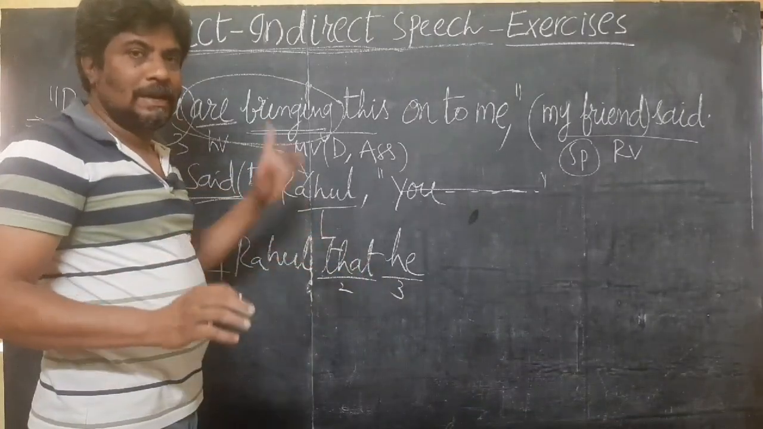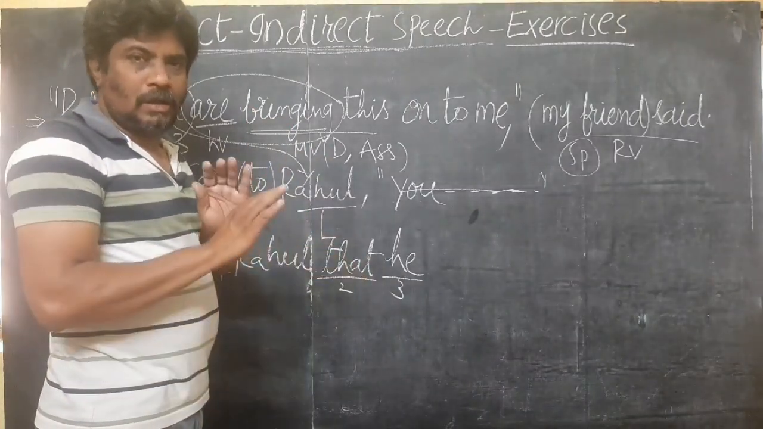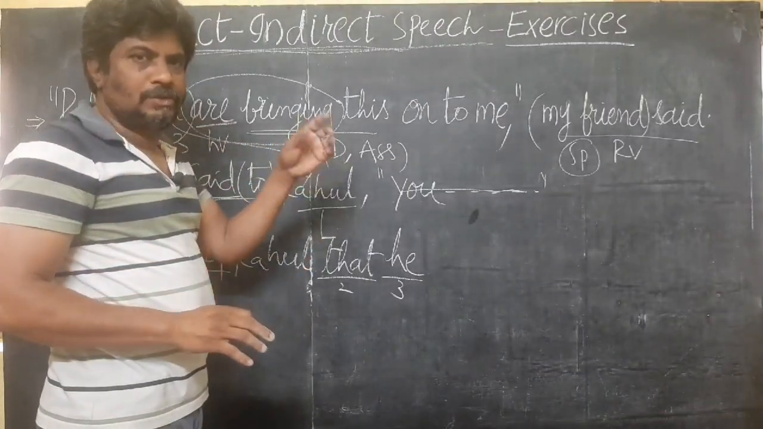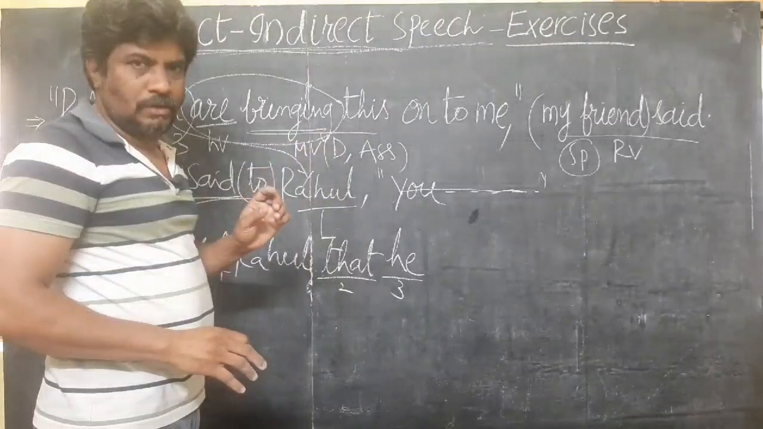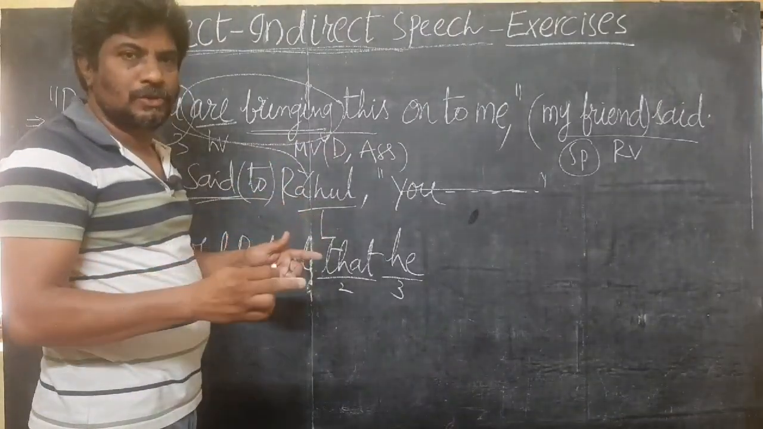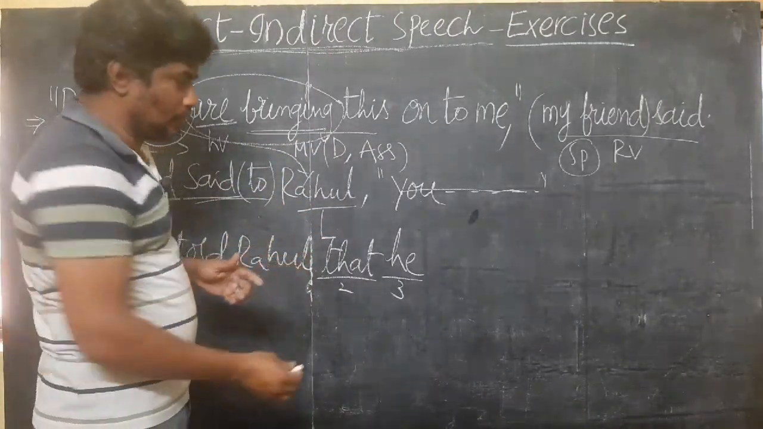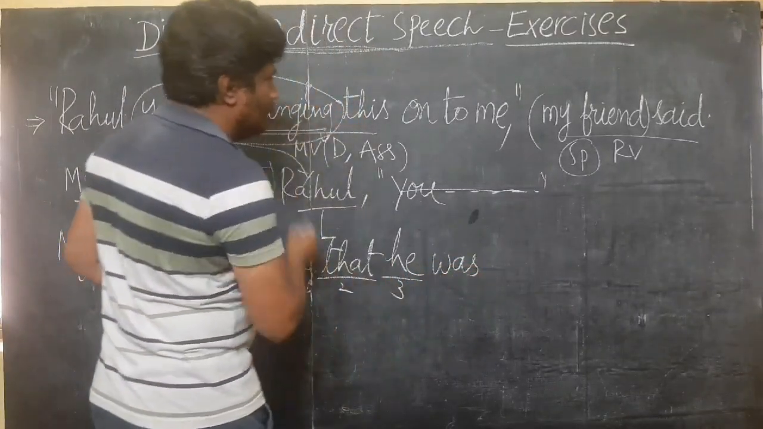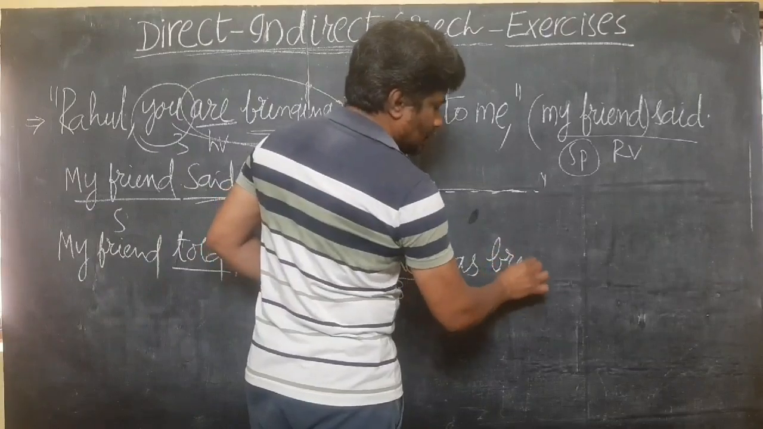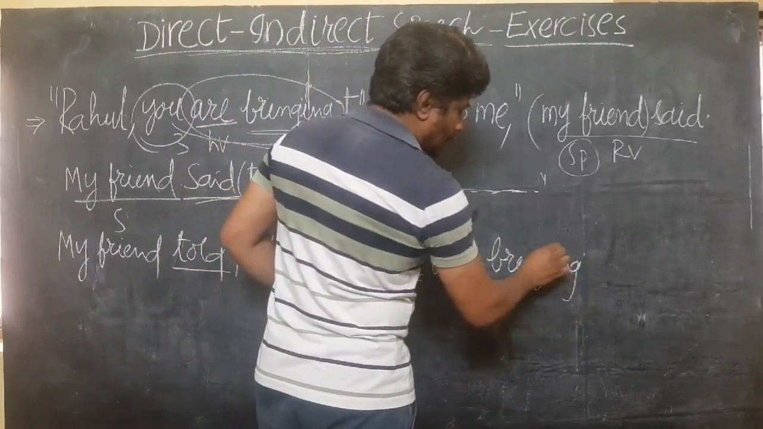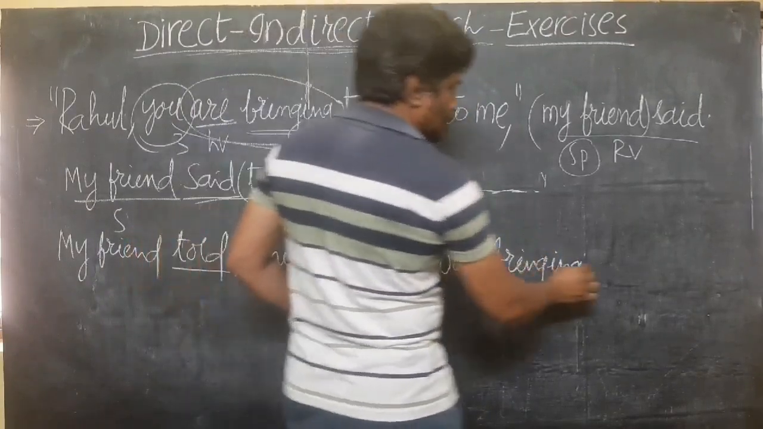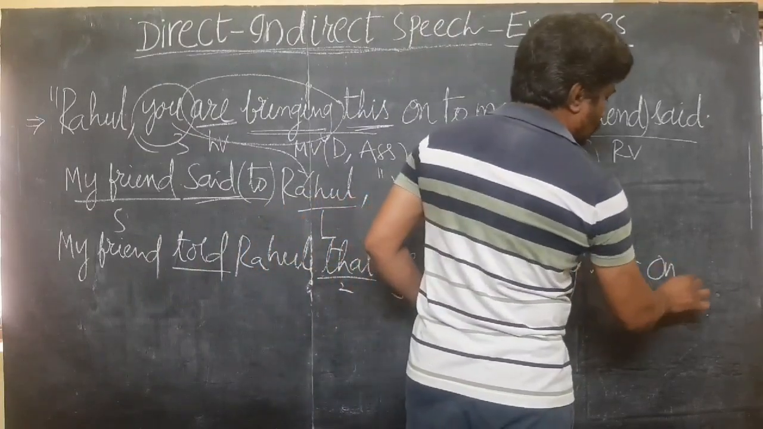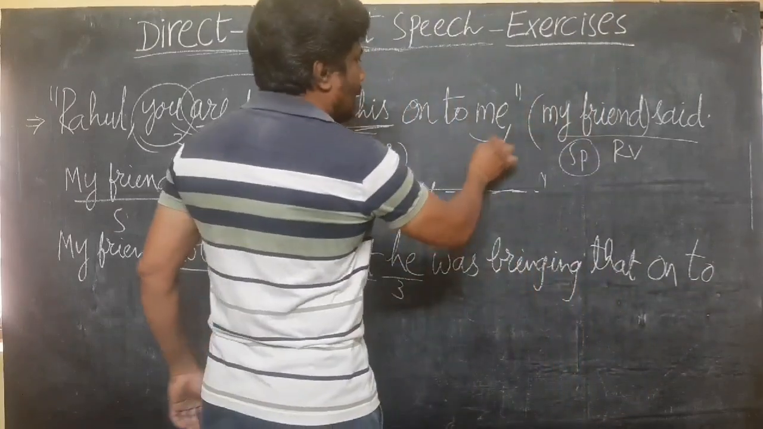But you shouldn't blindly write that are changes to were. Are doesn't change to were every time. Sometimes it changes to was and sometimes to were. If the subject is singular, it changes to was. If the subject is plural, it changes to were. Here in this case, he is singular, hence it changes to was. He was bringing, bringing doesn't change. This changes to that, and then no change to me.